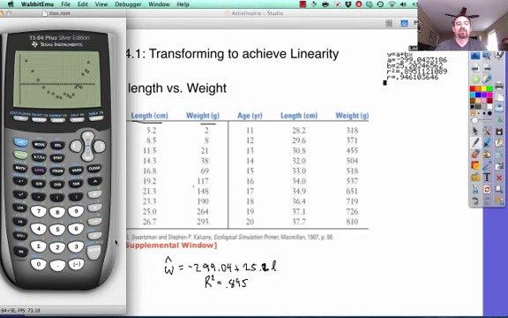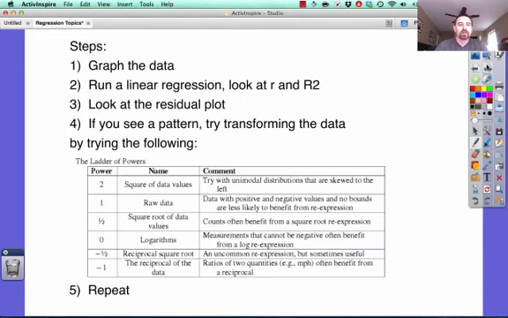What that means is that even though this is a very strong r squared, 89.5% is strong, there may be a better nonlinear model out there that we can find. So let's talk about how we're going to do that. That's where the focus is today. Here are the steps we're going to take, and you should write these down.